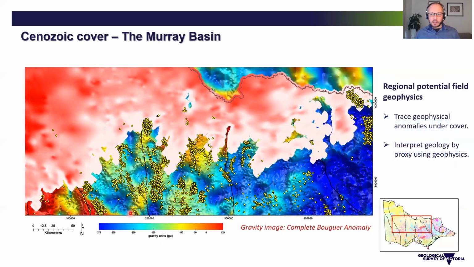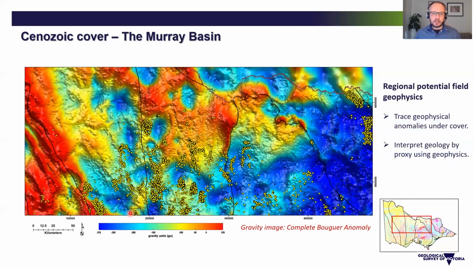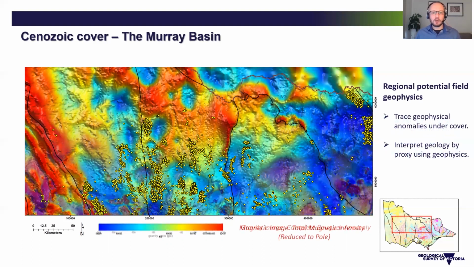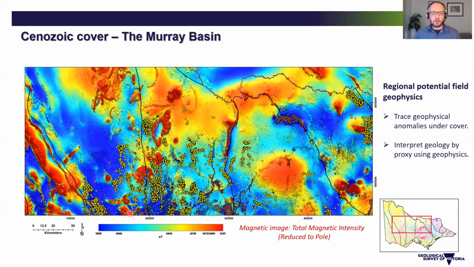And you can probably guess already, we can use geophysics, gravity in this case, to interpret those structures by tracing anomalies that we can correlate with the mapped geology in areas of outcrop, and trace those further north under cover. And similarly, we can do the same with magnetics.